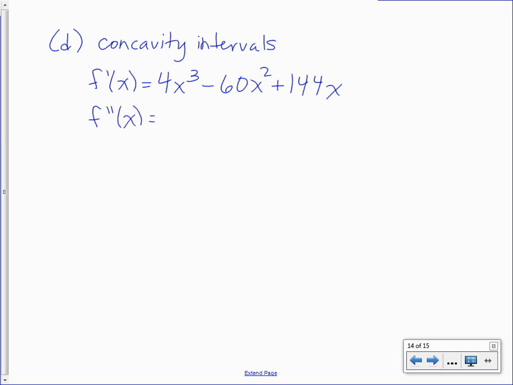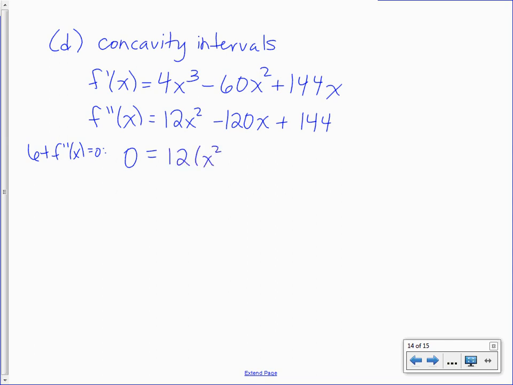So what we got: 12x squared minus, plus, okay. And then what should I do with this? I should let f double prime of x equal 0. So what can I do here? I can take out a common factor, leaving me with x squared minus, plus, okay.